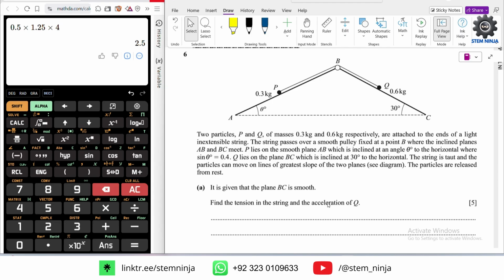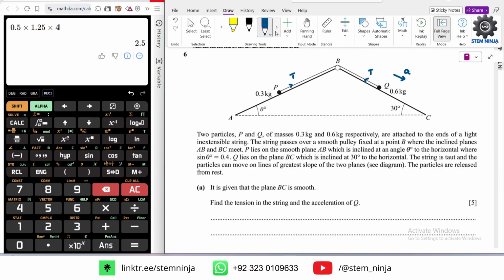The string is taut and the particles can move on the lines of greatest slope of the two planes. The particles are released from rest. It is given that the plane BC is smooth. Find the tension in the string and the acceleration of Q. Okay, so we just need an arbitrary direction over here. So let's assume that Q moves downward. That means tension is this way, tension is this way. We are assuming acceleration is in this direction. If it's not, we will get that corrected anyway.